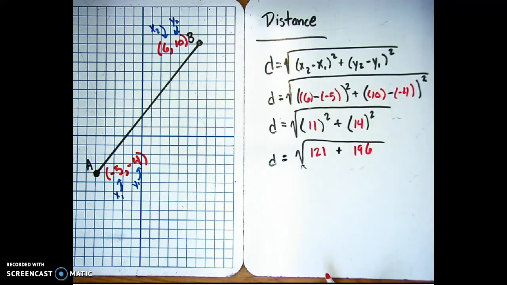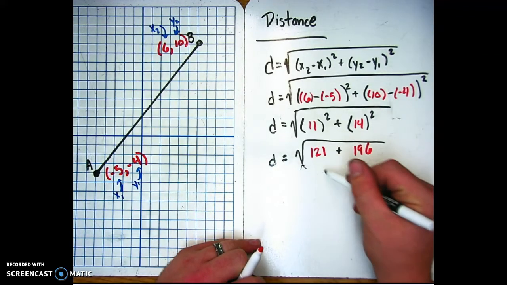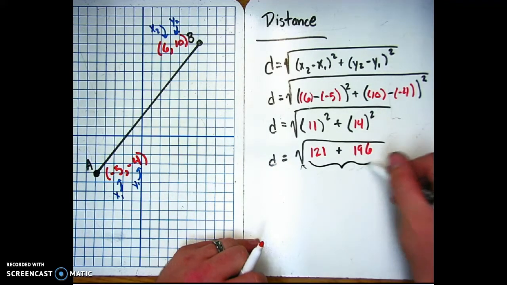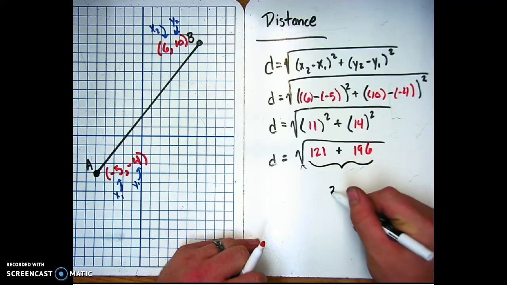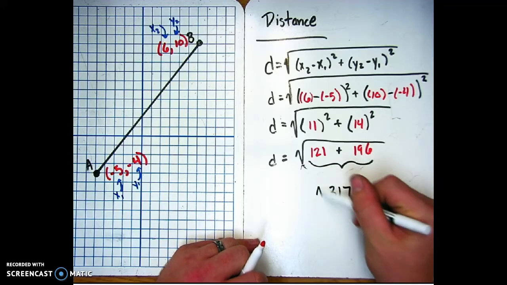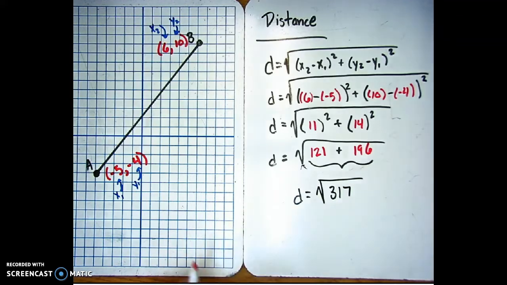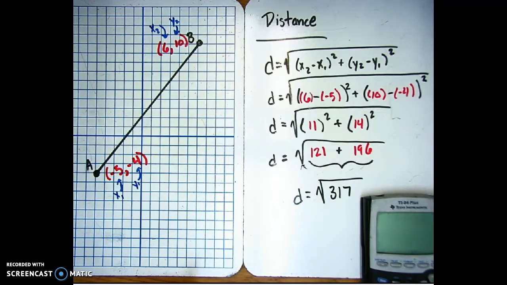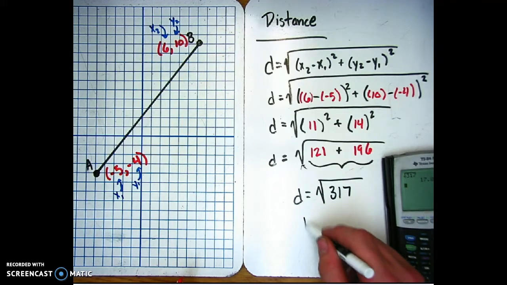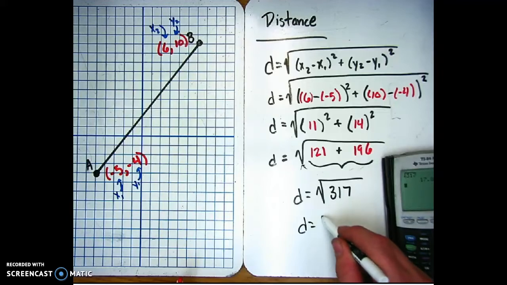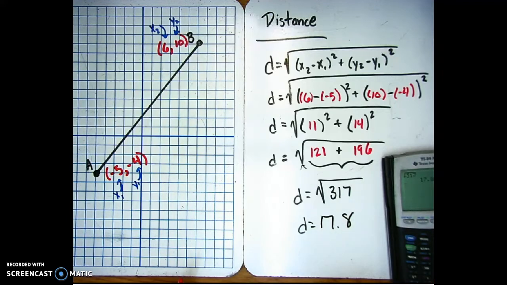We continue to simplify. The sum of 121 and 196 is 317, so the distance is the square root of 317. All that's left is to put this in our calculators. Square root of 317, about 17.8. And there's our final answer.